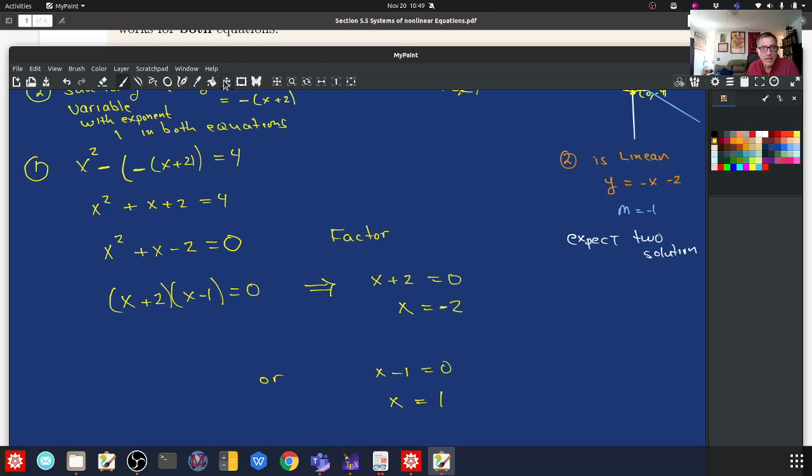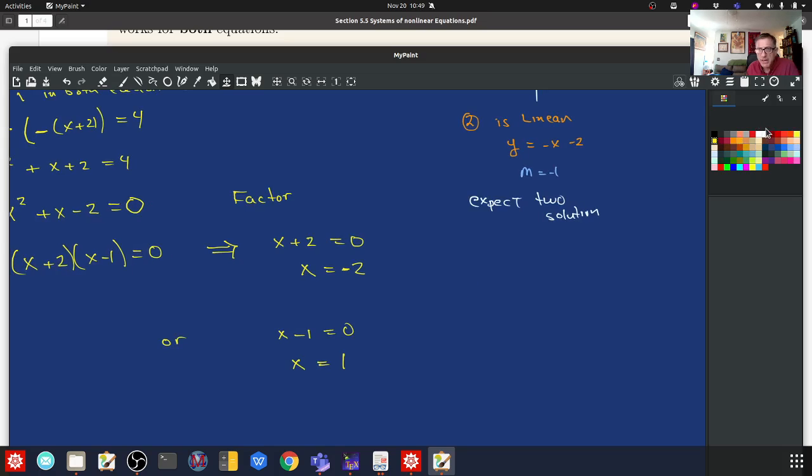So as always, we're going to write these as ordered pairs. So my solution set is going to have two ordered pairs in it at most. And one of them is going to have a value of x is equal to minus 2. And the other will have a value of x is equal to 1. Now, I may have to erase one of these solutions, but let's check and see.